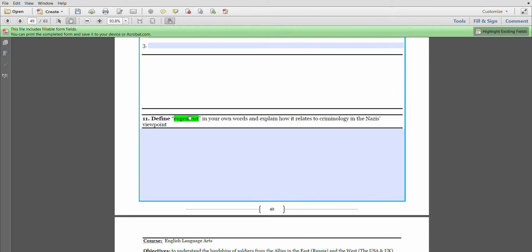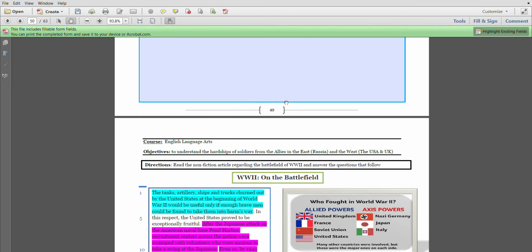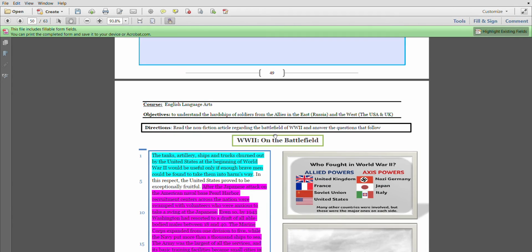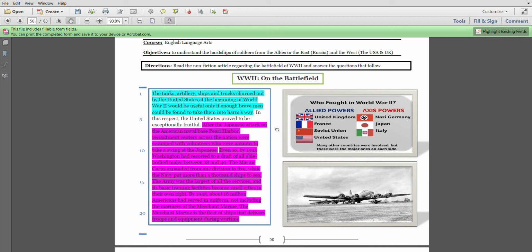11. Define eugenicist in your own words and explain how it relates to criminology and the Nazis' viewpoint. That's it for page 49 and forensics. And now we move on to English language arts.